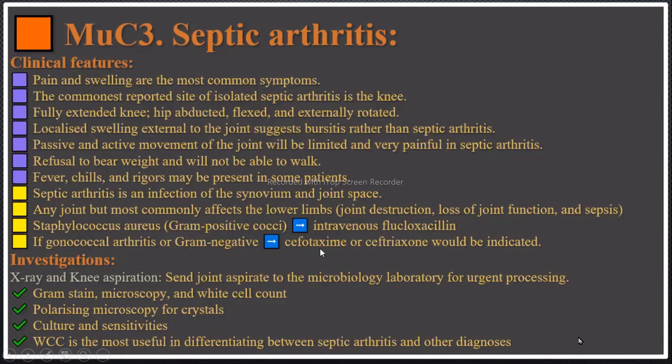Remember that, please. What about investigation? As we said, X-ray, knee aspiration. So aspirate for microbiology. It will be for gram stain. That can be another question. Gram stain microscopy, white cell count. Polarizing microscopy for crystals, so it will be positive or negative or nothing. Culture and sensitivity. White cell count is the most useful in differentiating between septic arthritis and other diagnoses.